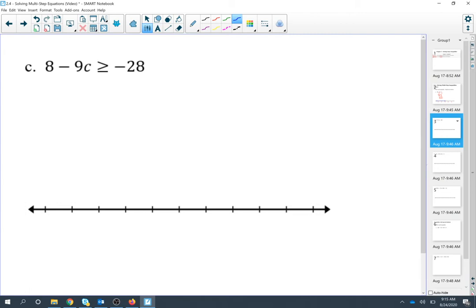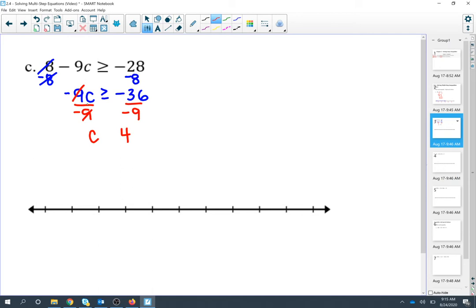Example C, 8 minus 9c is greater than or equal to negative 28. My c is over here on the left, so I'm first going to start by subtracting 8. That's going to leave me with a negative 9c is greater than or equal to negative 36. Then in order to get rid of my negative 9, I'm going to divide both sides by negative 9, which is going to leave me with a c, and then it's also going to leave me with a positive 4.